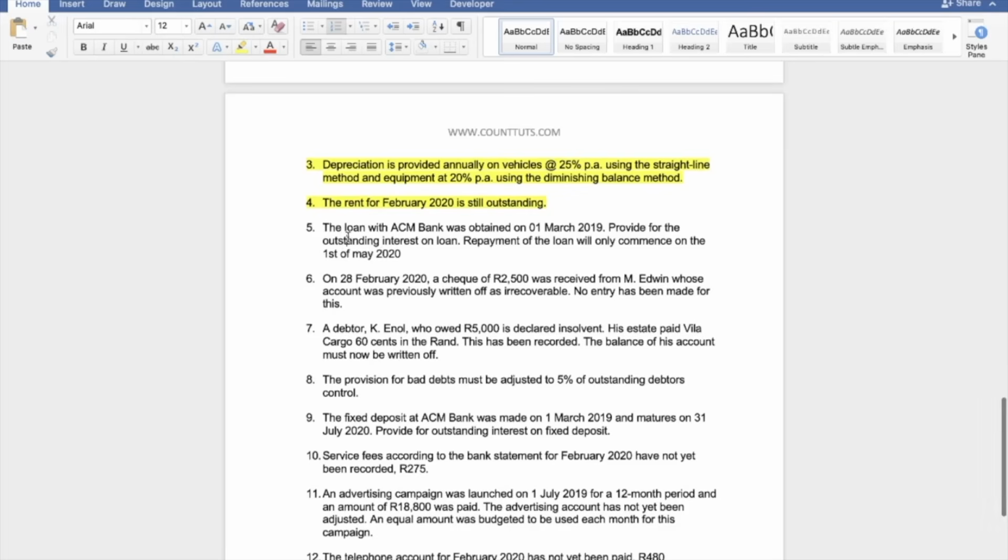All right, the fifth one says the loan with ACM Bank was obtained on 1st of March 2019, provide for the outstanding interest on loan. Repayment of the loan will only commence on the 1st of May 2020. So we are told here that the loan with ACM Bank was obtained on the 1st of March 2019. That makes our work easy because that was the beginning of this financial period. Remember, it started on the 1st of March 2019 and it ends on the 28th or 29th of February 2020. So we are asked to provide for the outstanding interest on loan.